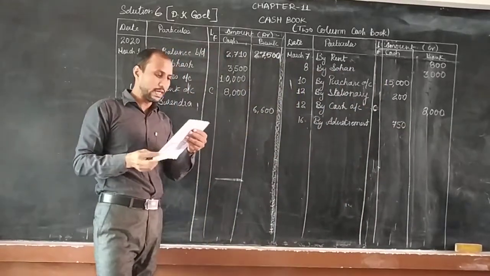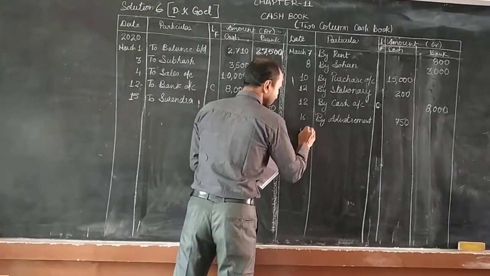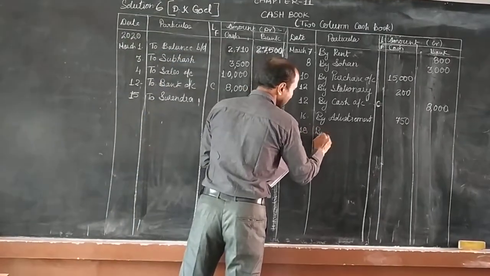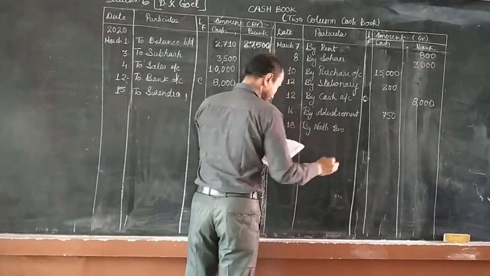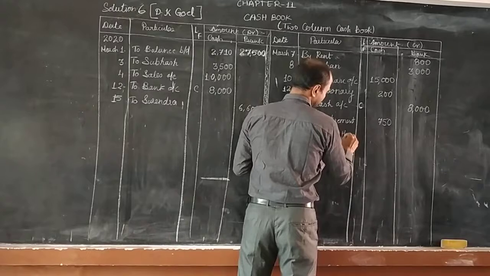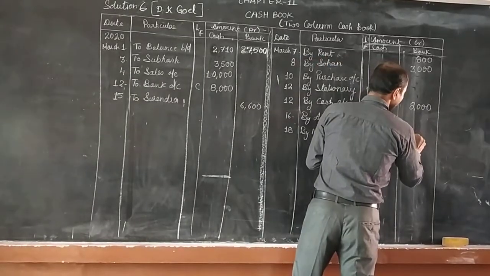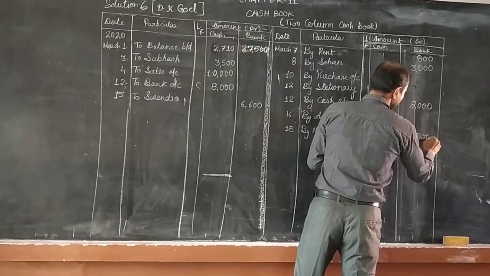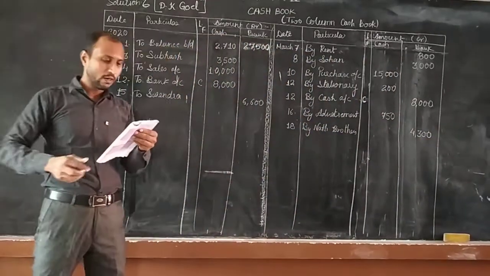Now issue check in favor of Nath Brothers. So we have issued a check. It is by Nath Brothers, N-A-T-H Brothers. Nath Brothers, how much amount it is? 44,000. 43,000.